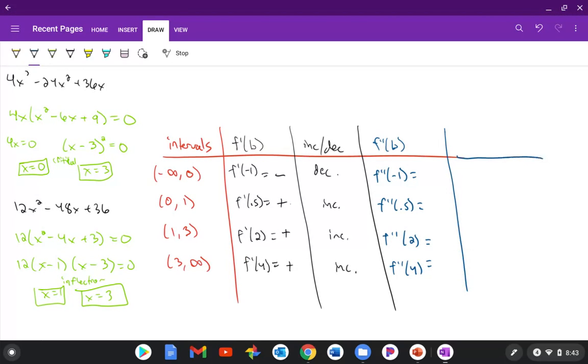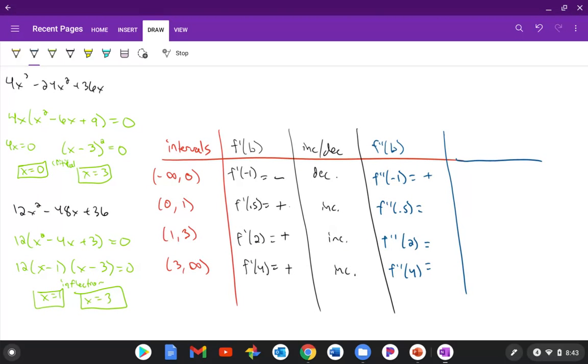All right, so plug in just our new second derivative there, 12x squared, into our y1. The numbers are already in there. So it's positive, positive, negative, positive. So we got concavity up, up, down, up.